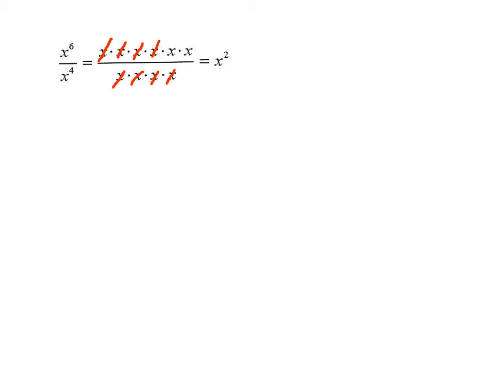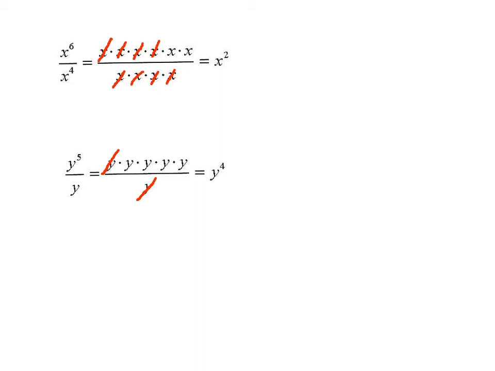Let's look at another example like that. Y to the 5th divided by y. Once again, we'll write out the full meaning. And then let's do whatever canceling we can. We can only do one y with one y. So the exponent shortcut to describe what we have left is y to the 4th power.